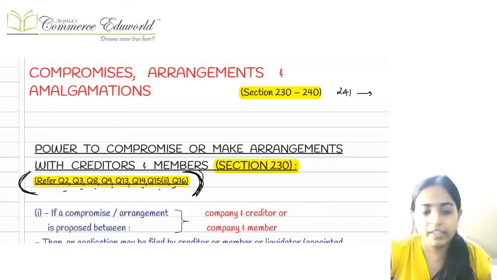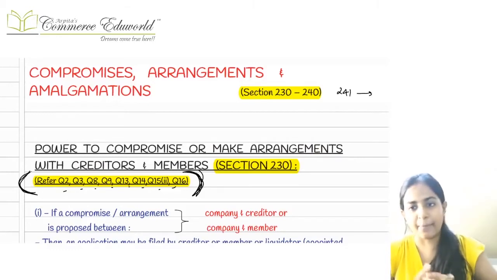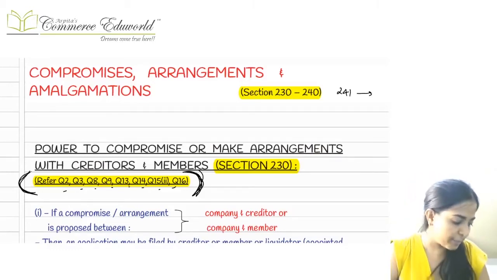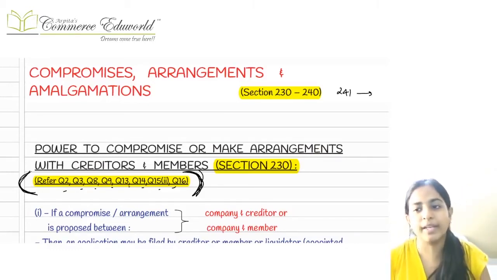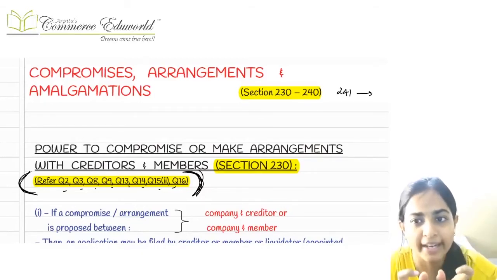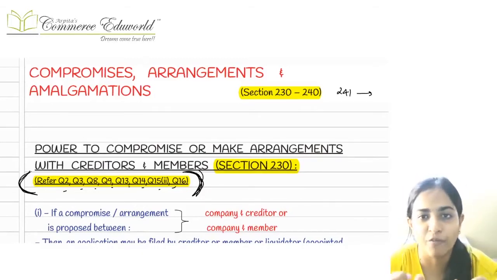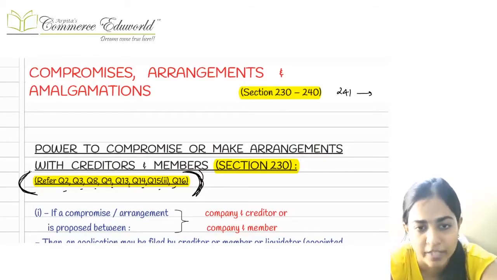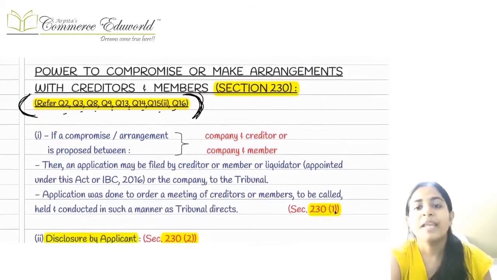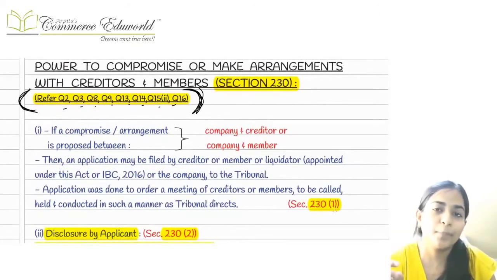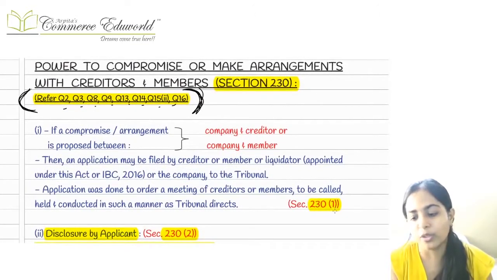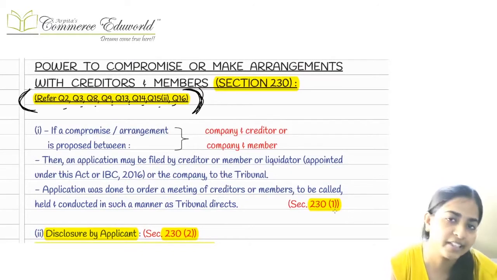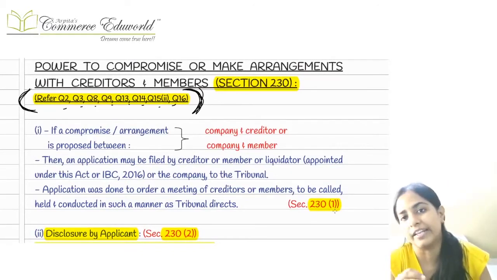Let's start with the revision of compromises, arrangements and amalgamations. In this particular chapter, the sections range from section number 230 to section number 240, in which we are going to talk about the procedures of internal reconstruction as well as external reconstruction.